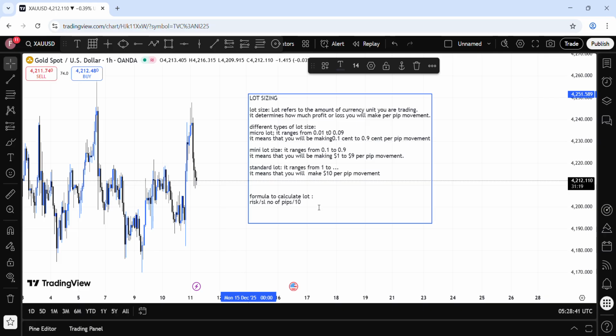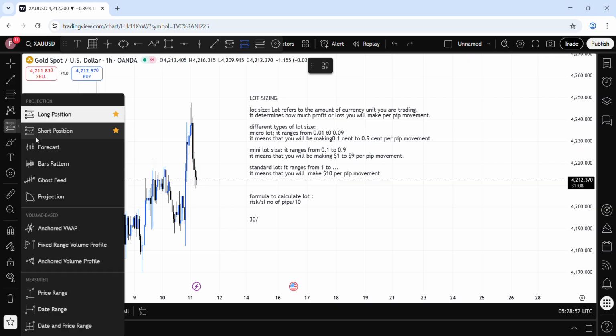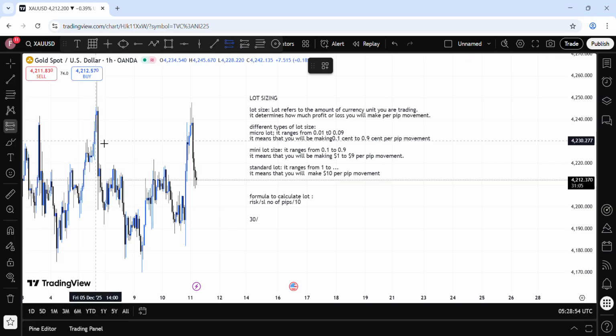So now my risk is $30. $30 is my risk. Then after calculating, bringing out, we have this TradingView. I'm also going to do a video on how to use TradingView too. You see this position now.